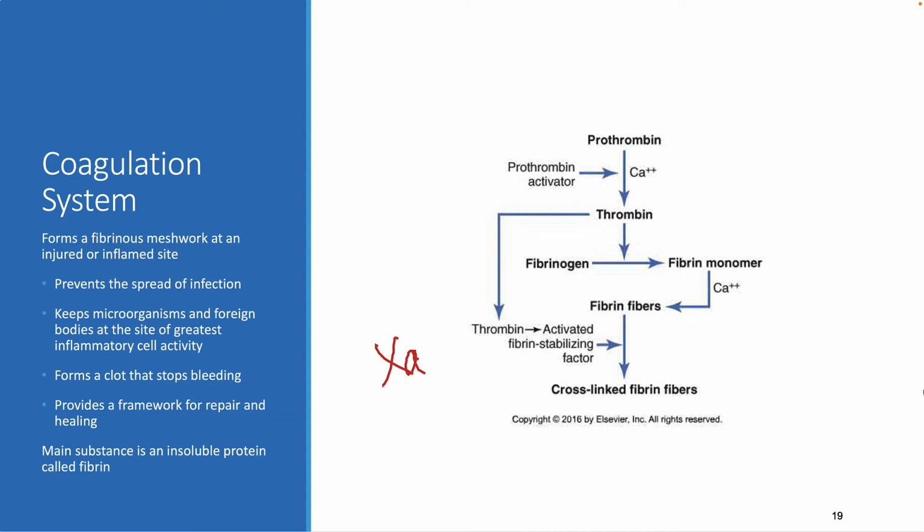The whole coagulation system is part of the immune response. We're going to talk about coagulation later. Just throw this into the main group of immune response related things, and we'll cover it in more detail later.